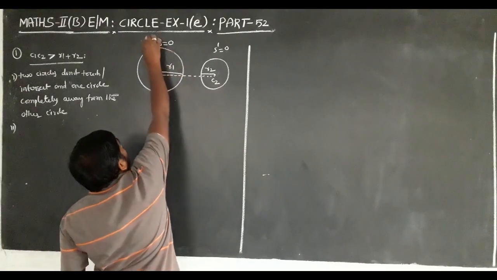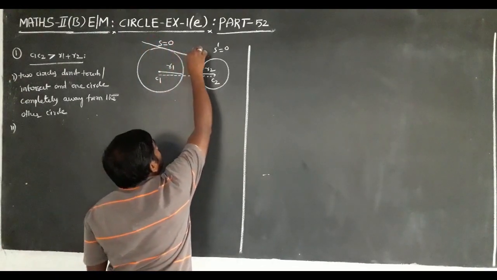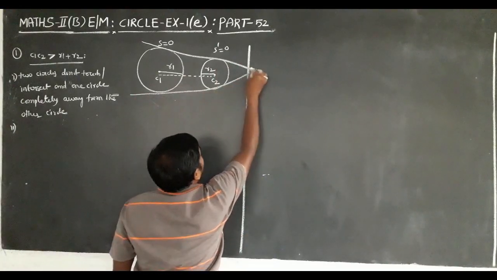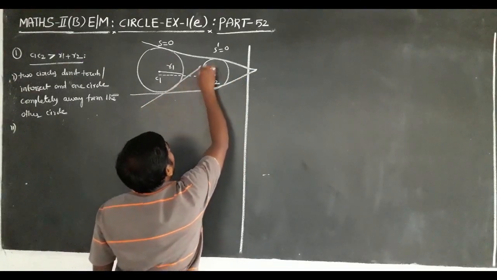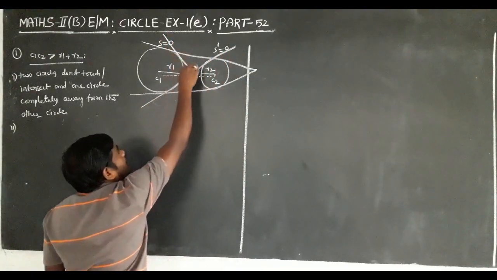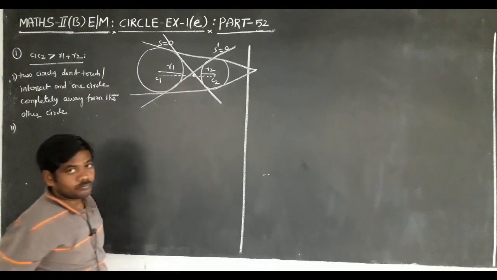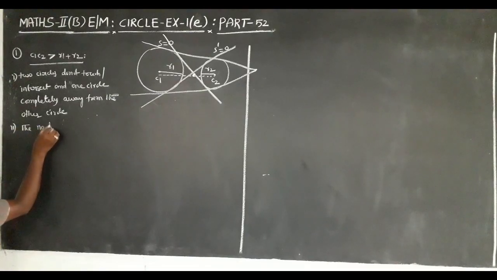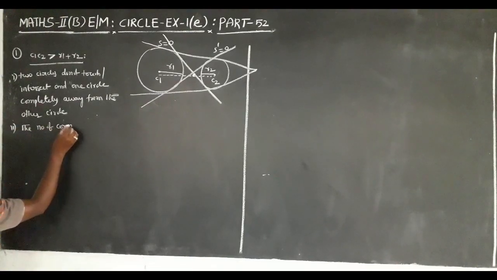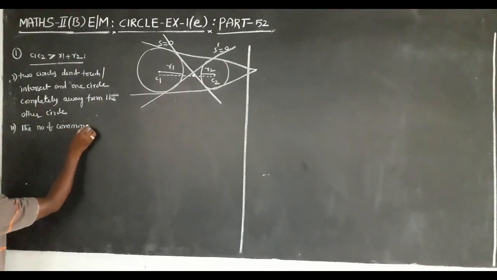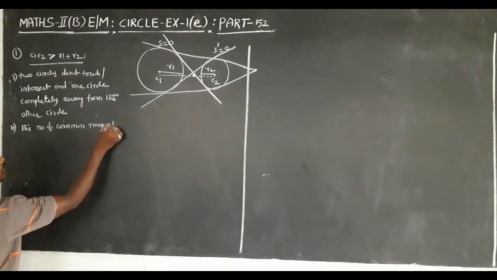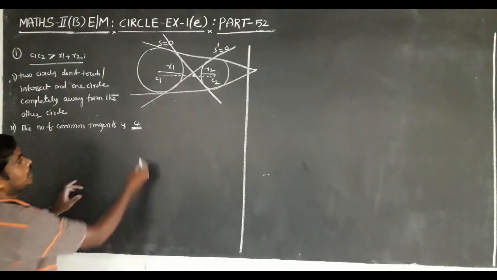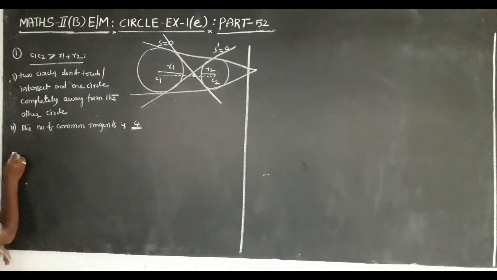In this case, the number of common tangents is 4. This is the first common tangent, this is the second common tangent, this is the third common tangent, this is the fourth common tangent. The number of common tangents is 4.